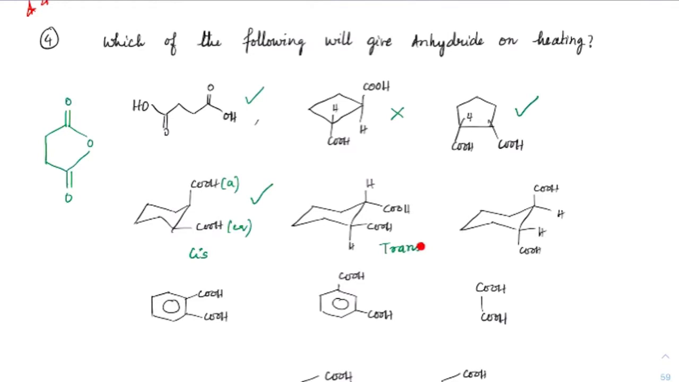Okay, this was asked once in JEE 2012, I guess, where cis and trans were mentioned. Even if it is trans, as long as both of them are in equatorial position, they are gauche to each other. When they are gauche, definitely it will form an anhydride. But if they are trans with both axial, now they cannot form. Okay, now they definitely cannot form an anhydride. So this won't be the case. These two are correct. Okay.